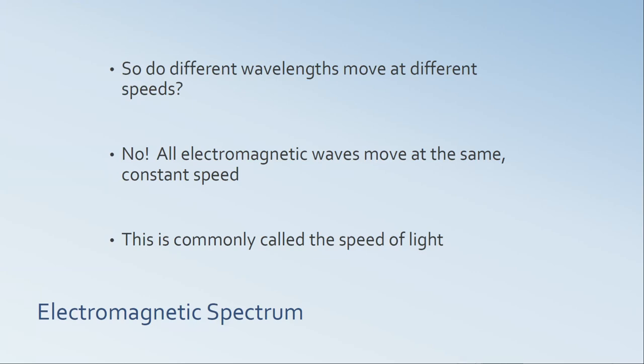So looking at all these different wavelengths, from millionths of a meter all the way up to football field size, do these wavelengths move at different speeds? And no, all the waves in the electromagnetic spectrum, no matter what their frequency or their wavelength, move at the same constant speed, the speed of light, which we can write as c.